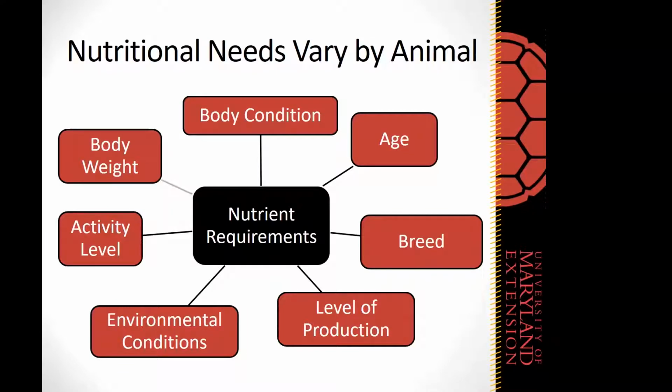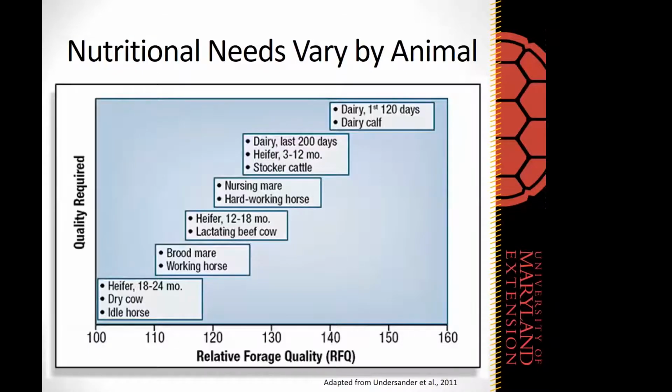So all of these different factors affect the nutritional requirements of our animals: body weight, body condition, age, breed, level of production, environmental conditions, level of activity. All of those play a role in the type of forage and the type of feed that that animal needs, right? So, as an example, here we're looking at relative forage quality. The relative forage quality, or the quality that an animal needs for, say, a dry cow or an idle horse, is going to be very low. They're going to be on the low end of the spectrum.